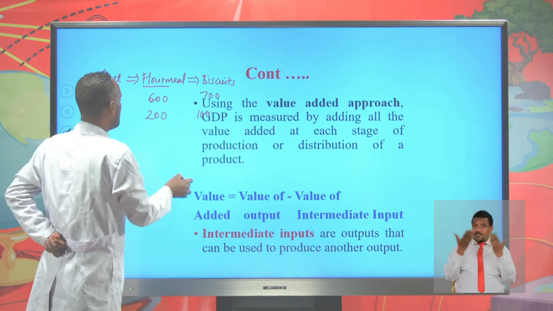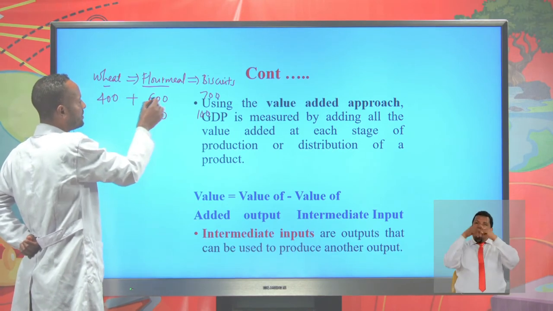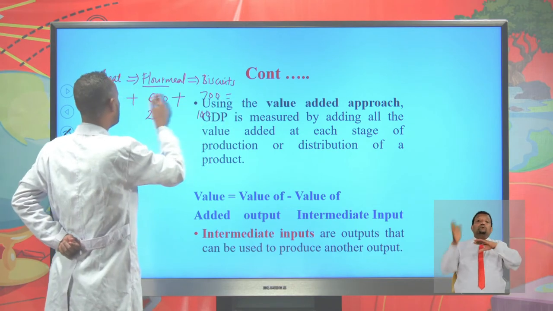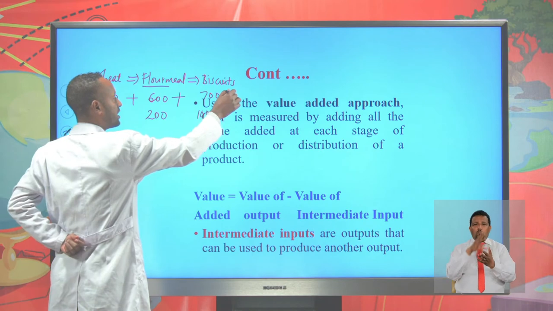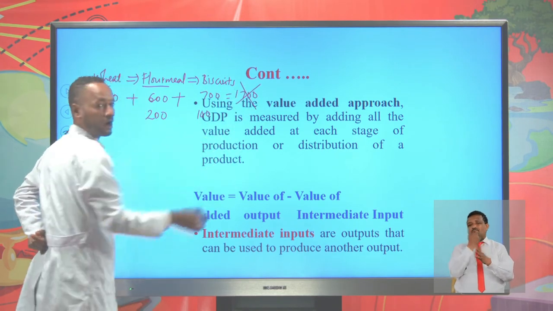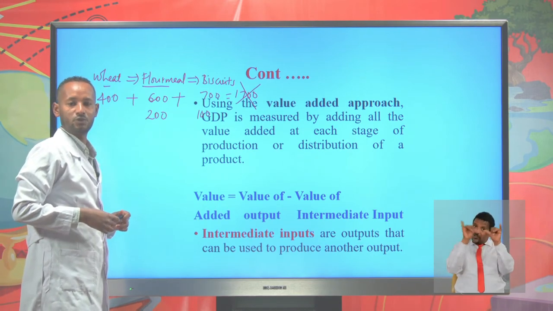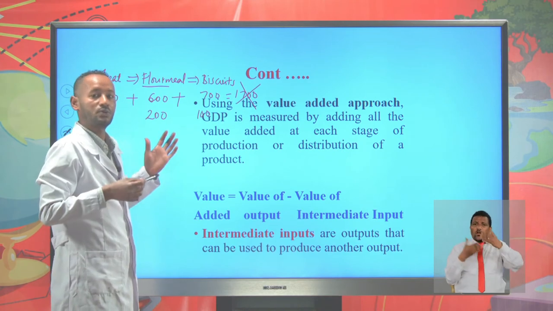So if we measure GDP by adding all the values of the intermediate inputs and all the outputs together, then there is double counting. That means 400 plus 600 is 1,000. And 1,000 plus 700 is 1,700. This is the wrong way of calculating GDP, because there is double counting in measuring GDP, since we add all the values of the intermediate inputs and all the values of the outputs together.